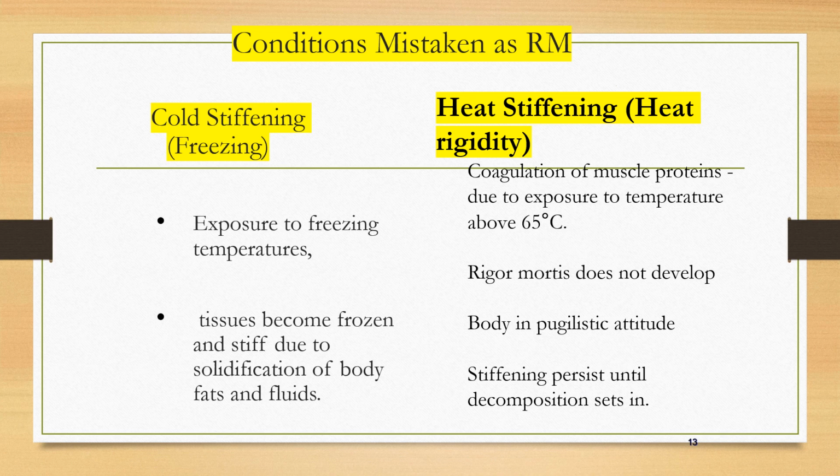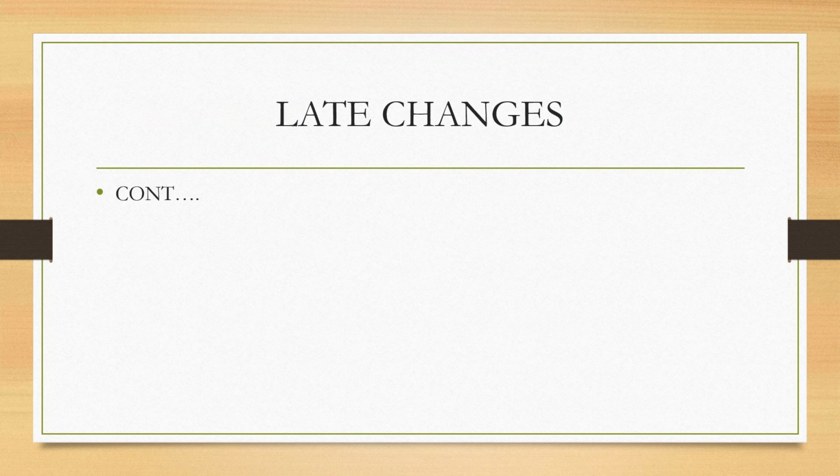In case of heat stiffening, there is heat rigidity. The mechanism is coagulation of muscle protein due to exposure to temperature above 65 degrees Celsius, like in burns. Rigor mortis does not develop in this case and the body remains in pugilistic attitude. Stiffening persists until decomposition sets in. You have seen in burn cases such types of changes. And this is what we were talking about, rigor mortis.